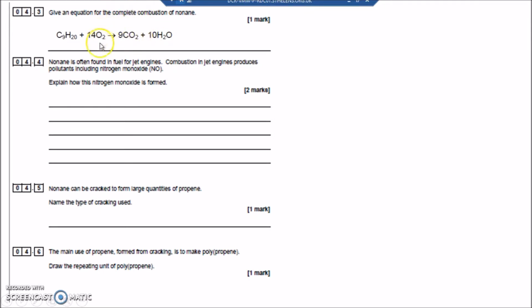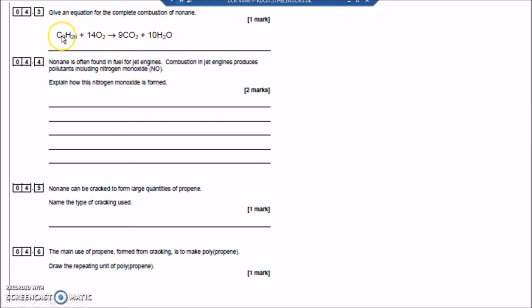Incomplete combustion is when there isn't a plentiful supply of oxygen. There's not enough oxygen, and in that case you would get carbon monoxide and water, or even carbon and water. But in this case we know there's complete combustion, a plentiful supply of oxygen, so it makes carbon dioxide and water.